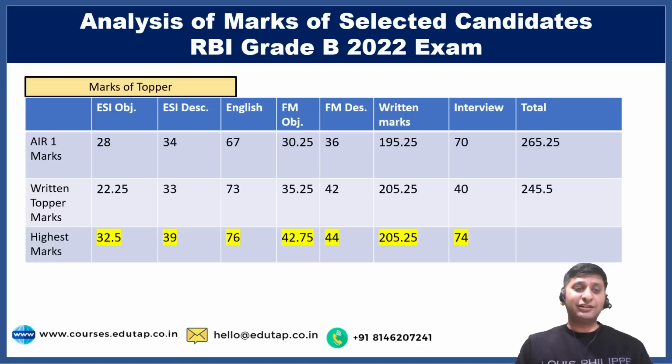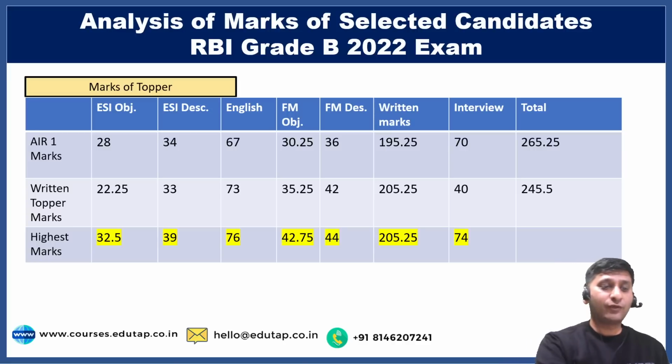Now let us see the marks of toppers. First of all, the overall topper, All India rank 1.